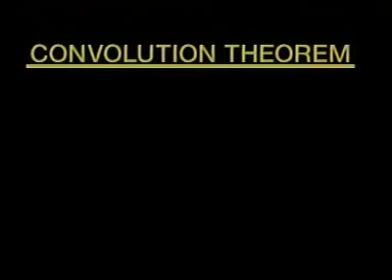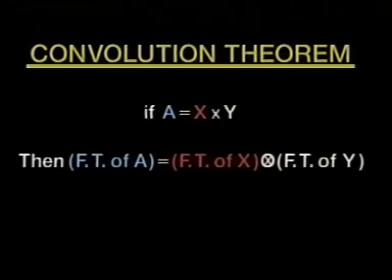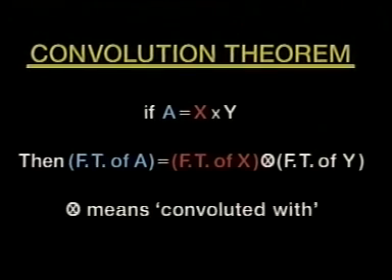Well, what we've established is rather an important theorem. It's called the convolution theorem. What it says is that if we have a function A, which is equal to x times y, then the Fourier transform of A is equal to the Fourier transform of x convoluted with the Fourier transform of y. That funny symbol there, that cross with the circle around it, means convoluted with.